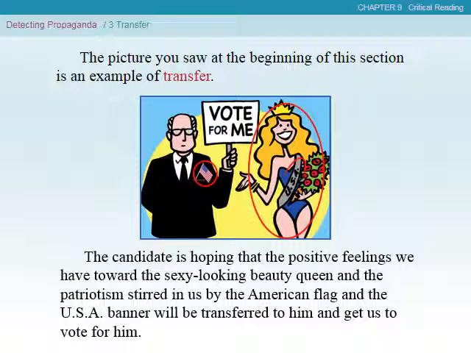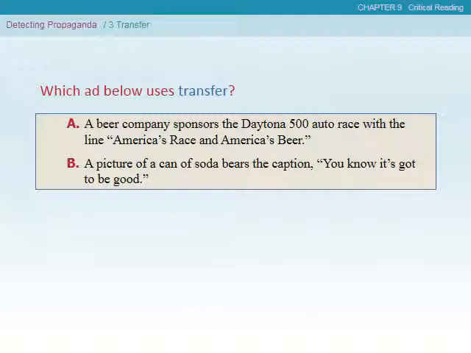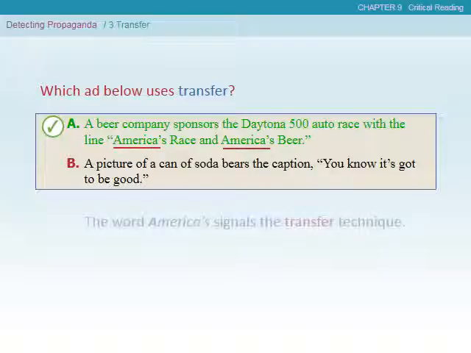Okay. So which one of these is transfer? A beer company sponsors the Daytona 500 auto race with the line, America's Race and America's Beer. Or a picture of a can of soda bears the caption, you know it's got to be good. It's the first one there. What it's saying is America's race and America's beer. It's saying if you love this race, you're going to love this beer. Both of them are patriotic. Watching this race is something Americans do, and drinking this beer is something Americans do.